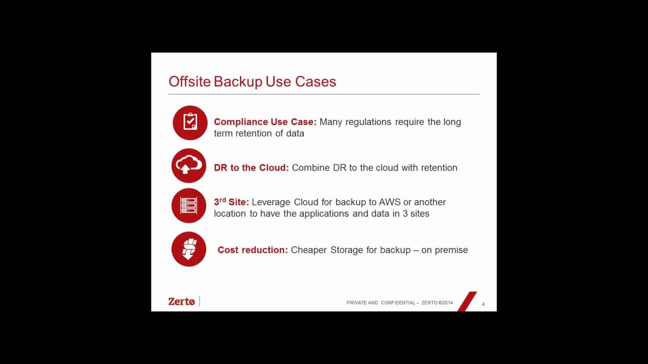And then the third site, so you can leverage cloud for backup. If you want to do offsite backup to a third site, or if you want to use a public cloud like Amazon, you're able to use that as the target for a Zerto offsite backup. And then, of course, there's the cost reduction as well, because you can use cheaper storage for your backup. If this is something that you're doing within your environment, you might not want to put backup on your super premium storage array that costs you six figures. You can use something else for your backups.